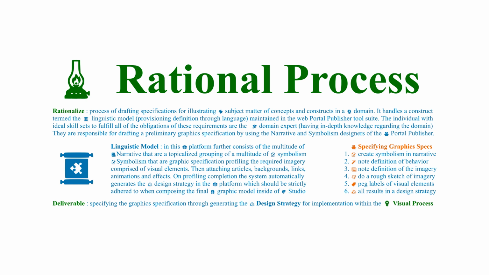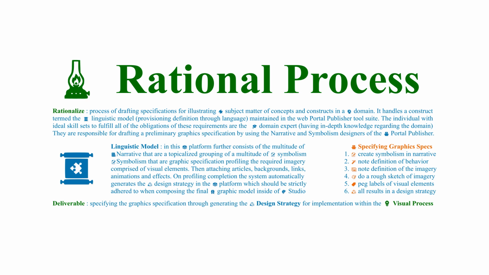Symbolism construct, that is a graphic specification profiling the required imagery by noting a definition of the behavior, noting a definition of the imagery, doing a rough sketch of the imagery, and pegging labels of visual elements on the sketch. The platform then dynamically generates a design strategy, graphically communicating the requirement to the designer in a way they can easily understand it. The rational process's deliverable is specifying the graphics specification, through generating the design strategy for implementation within the visual process.